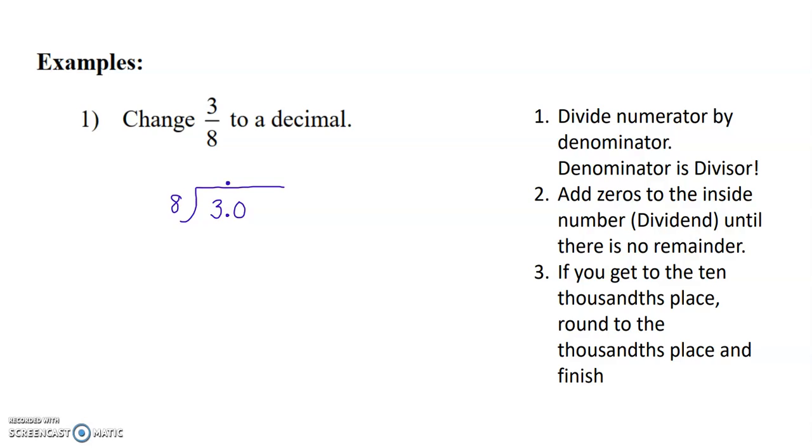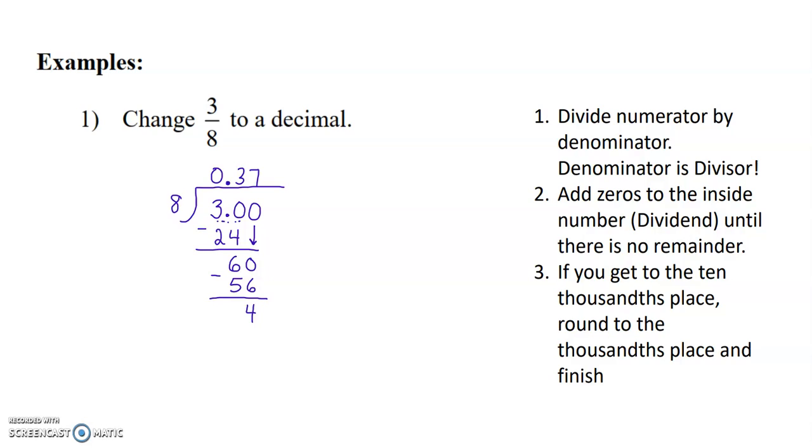8 does not go into 3, so you can put a 0 there and then look over to 30. 8 divides into 30 3 times. 3 times 8 is 24. And now we're ready to subtract. 30 minus 24 is 6. So we have a remainder, so we're going to add a 0 and bring it down and continue to divide. Now we're dividing 8 into 60. That goes 7 times. 7 times 8 is 56. We subtract. 60 minus 56 is 4.